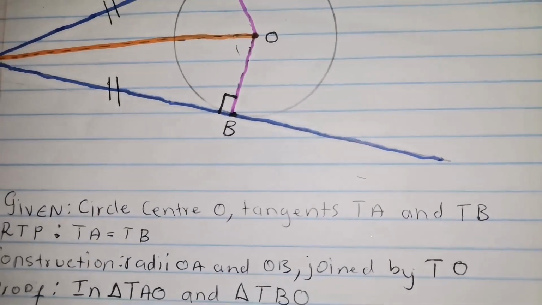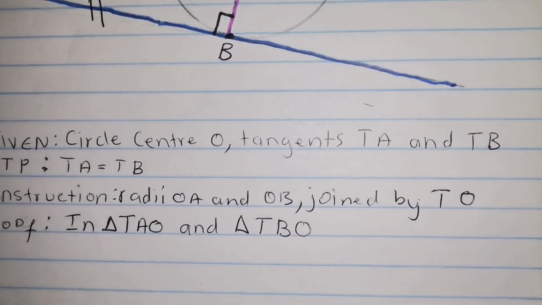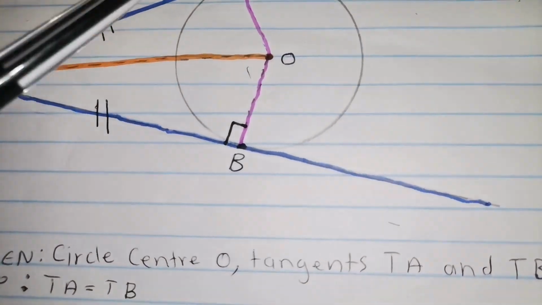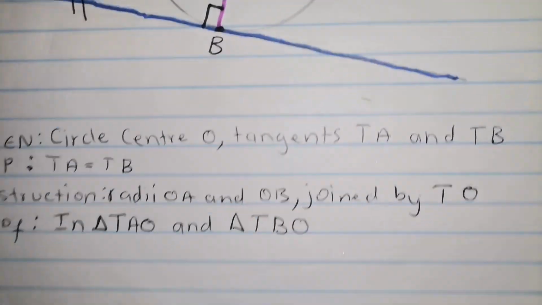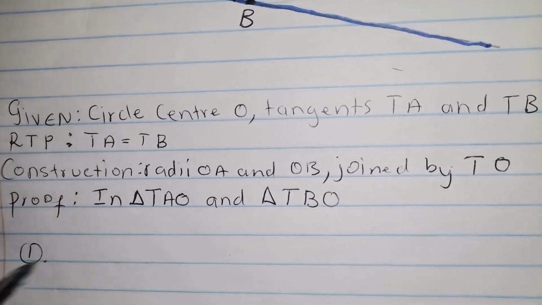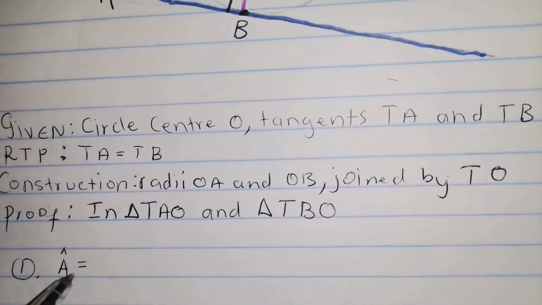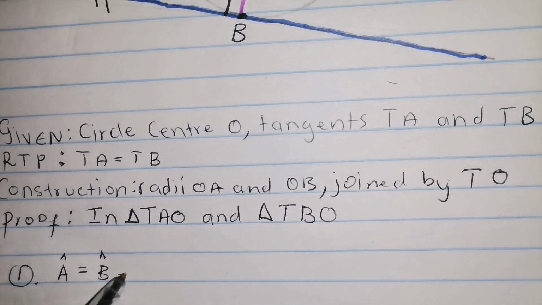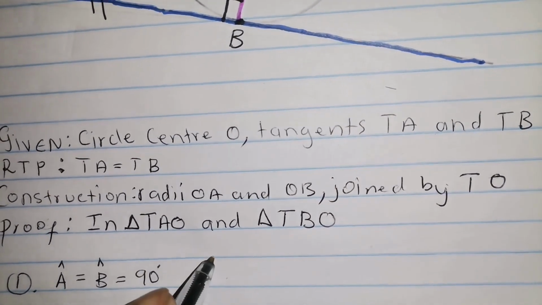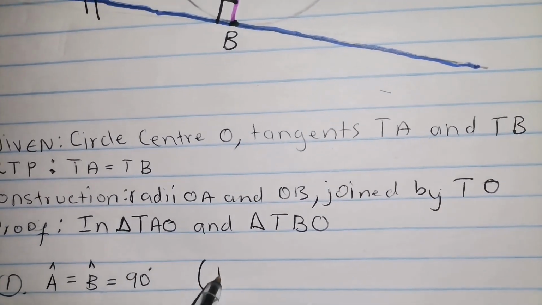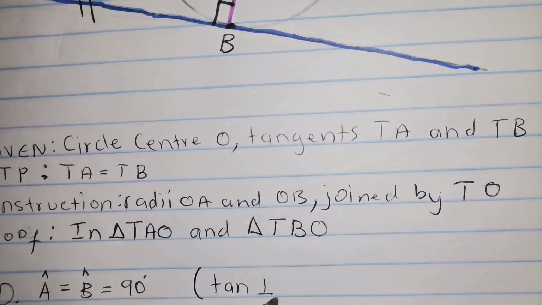We are not allowed to argue with that, because you can see from the diagram A is equal to B. Number one: angle A and angle B are each equal to 90 degrees. Reason: tangent perpendicular to radius.